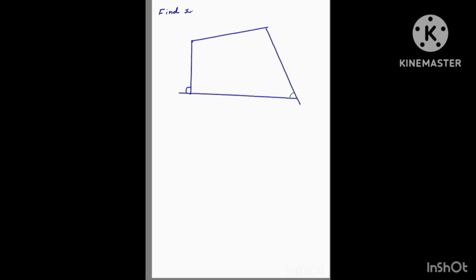This is 60, that is 70. This is 90, as the angle beside it is 90, and this is x. Now what property are you going to use? We use the angle sum property of the internal angles of a quadrilateral.